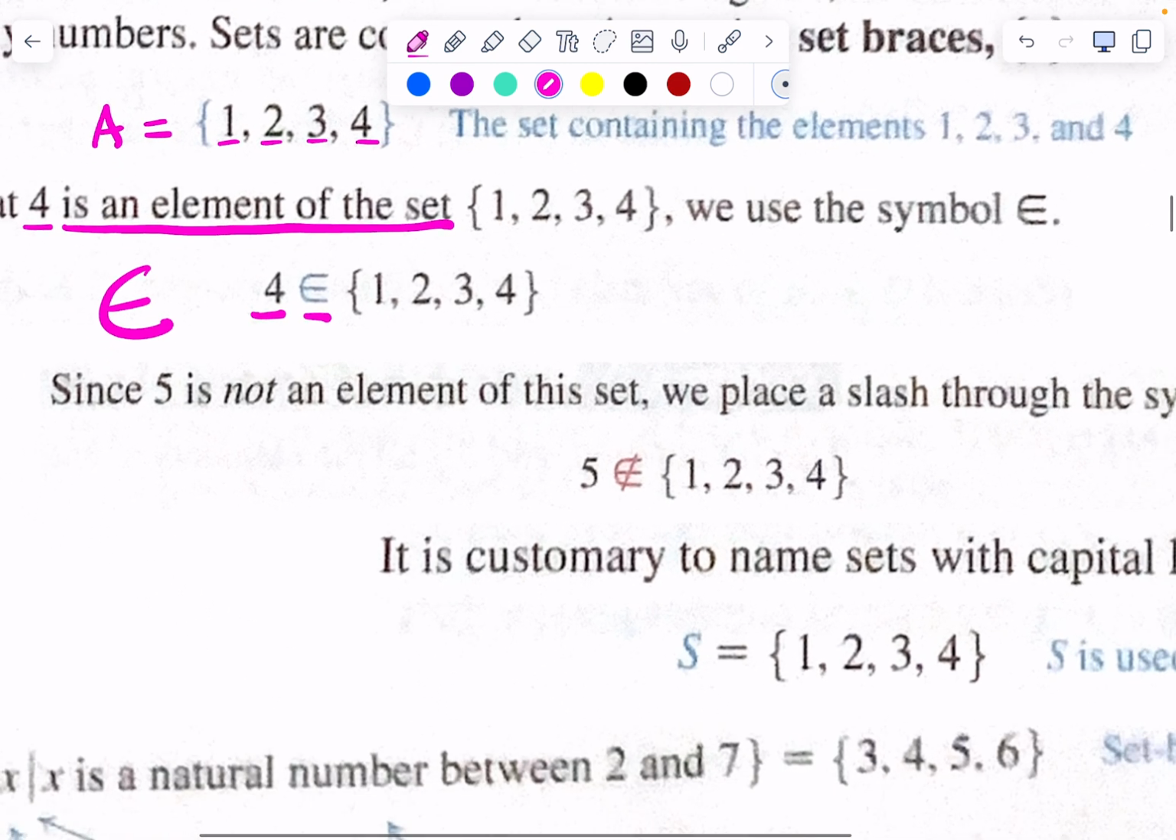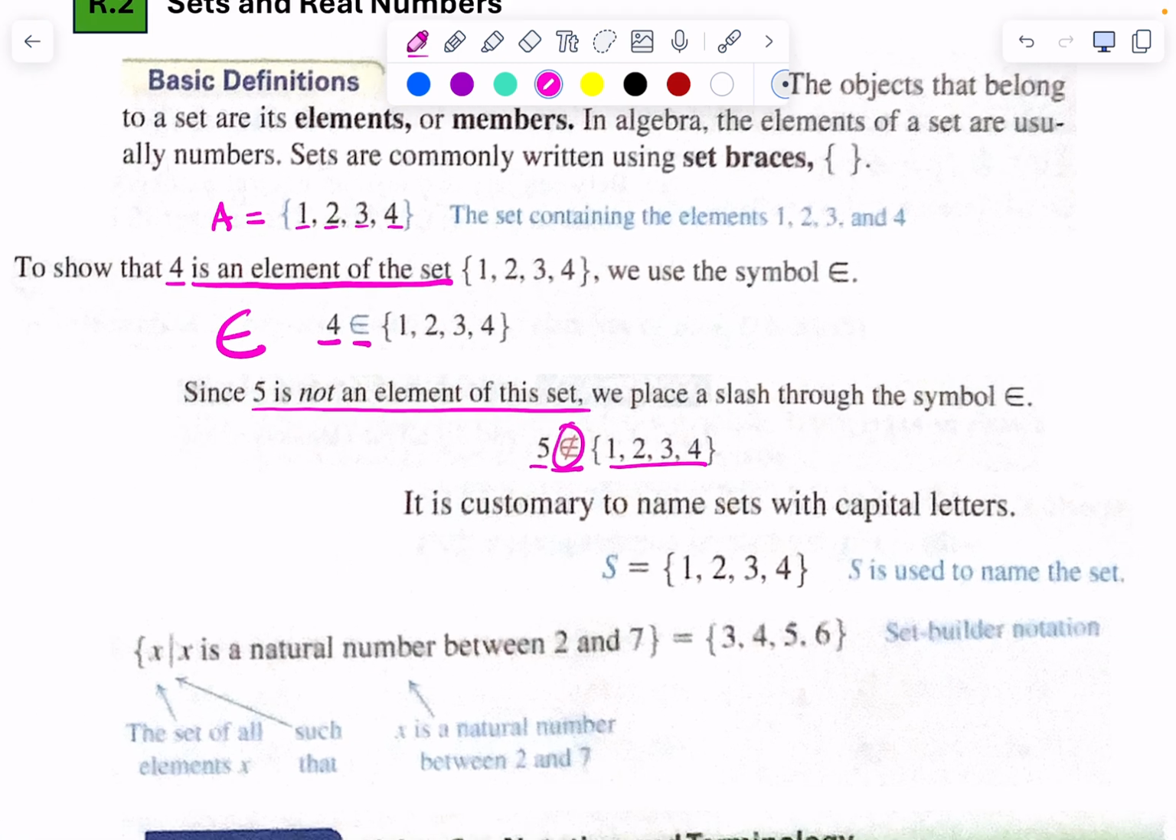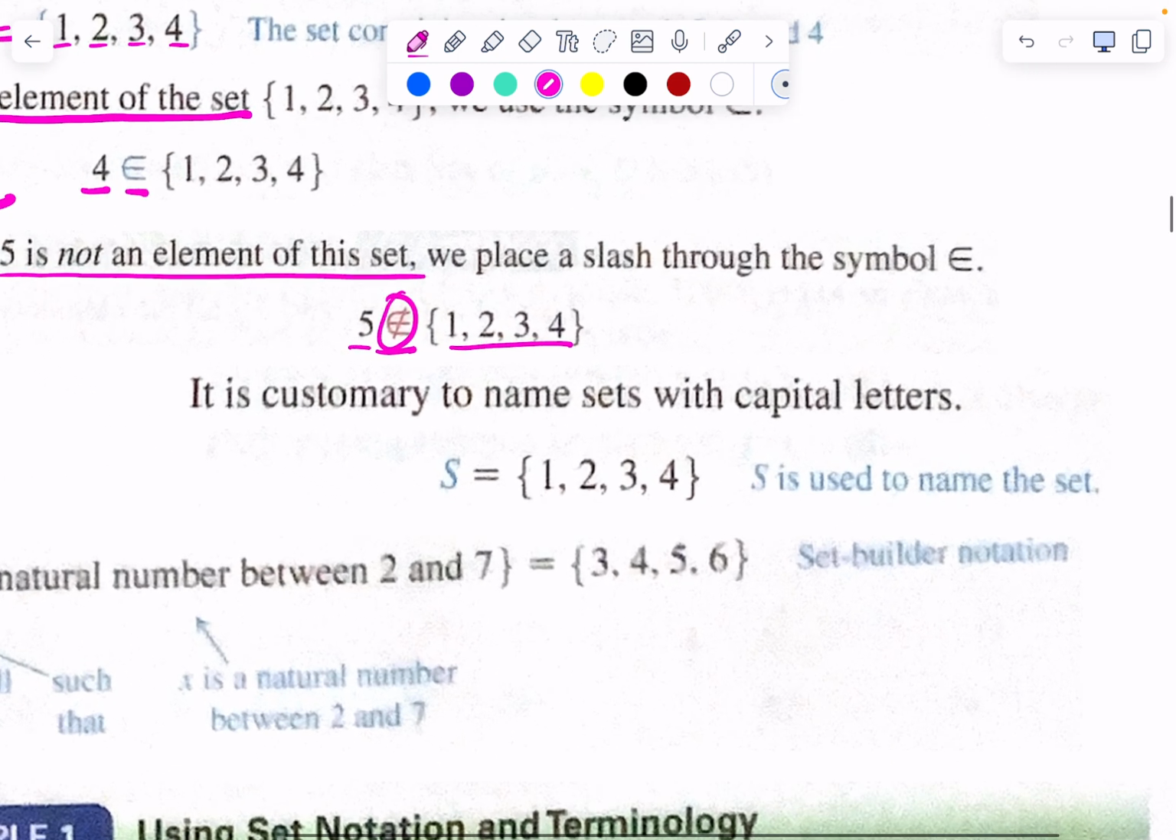If we're talking about a number that is not an element, we just put a line through it, kind of like the not equal sign. So 5 is not an element of 1, 2, 3, 4. 5 is not an element of this set, okay? That's the notation that they will use. They said it's customary to name a set with capital letters. I just said that. They're calling it S. I called it A, whatever.